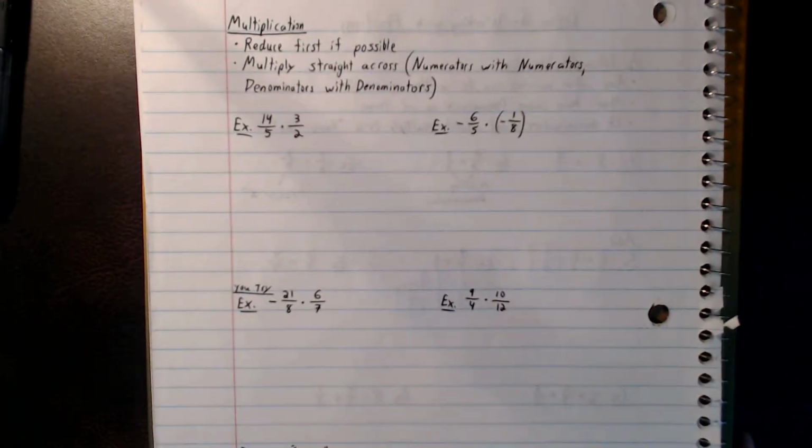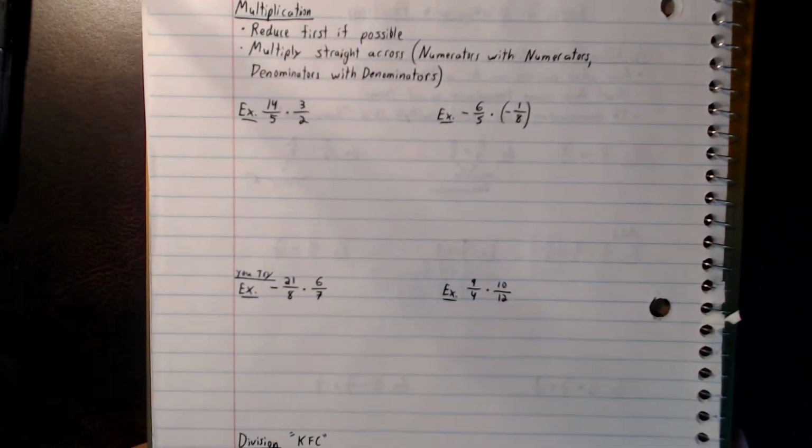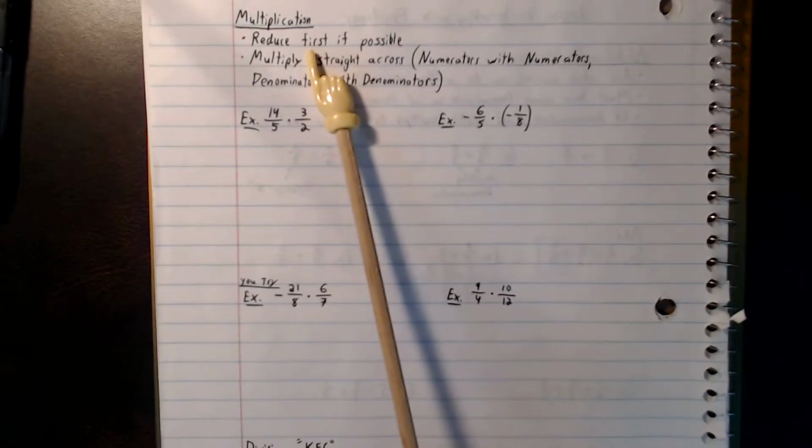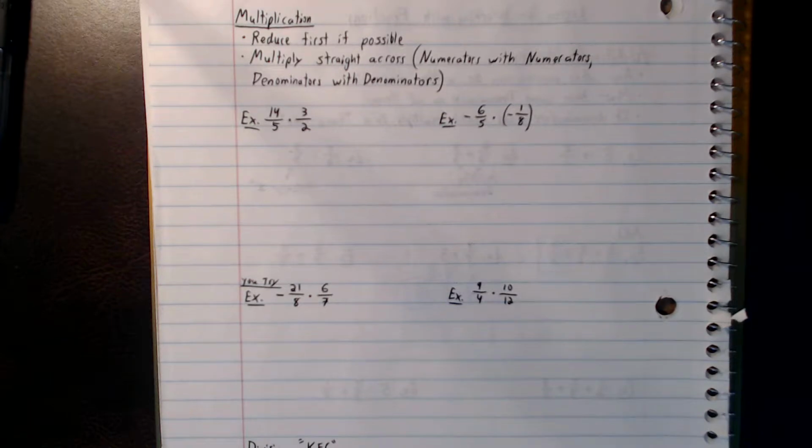Next part of our lesson is going to focus on multiplication. So here are a couple of rules you might want to write down as well. For multiplication, we're going to reduce first if possible. If we don't, it's okay. Hopefully we'll notice it later, but that will hopefully cut down on some work.